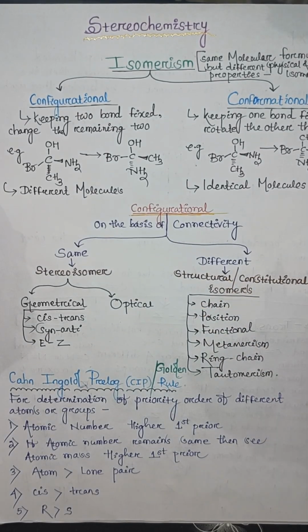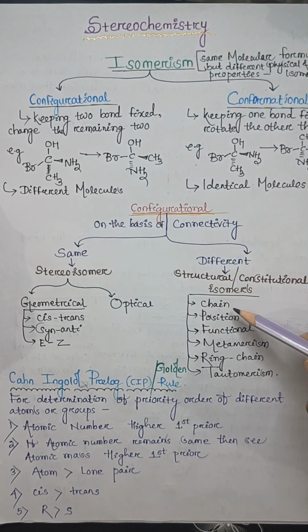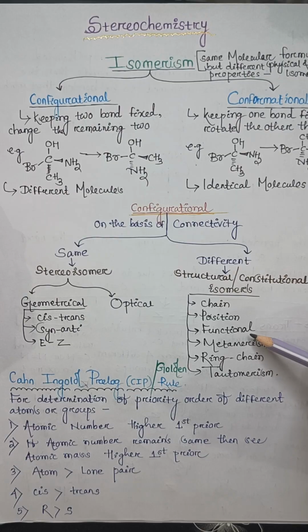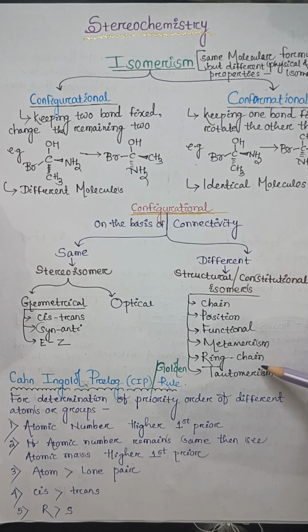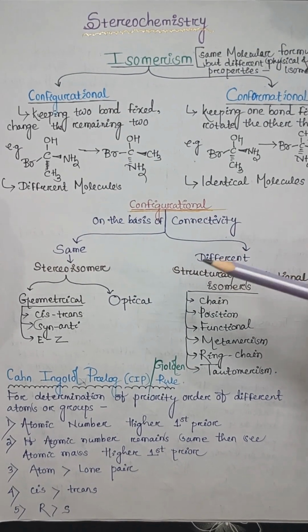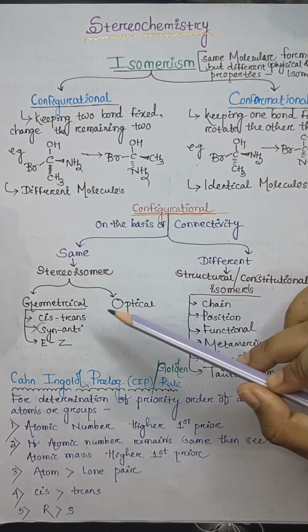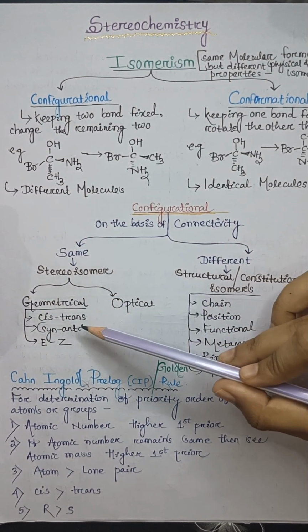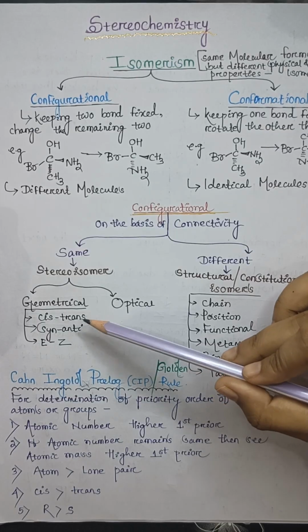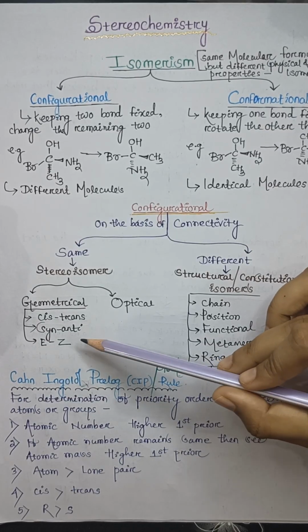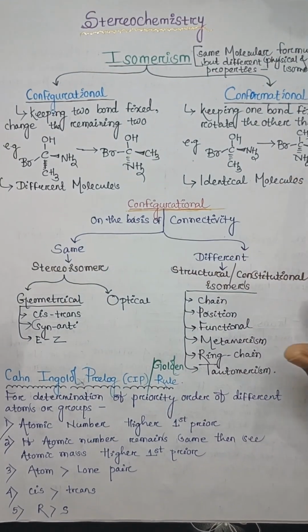Structural or constitutional isomers are of different types like chain isomers, position isomers, functional isomers, metamerism, ring chain, and tautomerism. Stereoisomer again is of two types. One is geometrical, another is optical. Geometrical again is of three types. One is cis trans, another is syn and anti. Next one is E and Z notation. So we will go one by one.